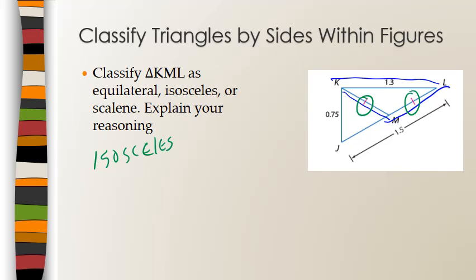It's an isosceles triangle, and why is that? Two sides of the triangle are congruent. All right, easy enough, not bad. Next up, we'll look at finding missing values.